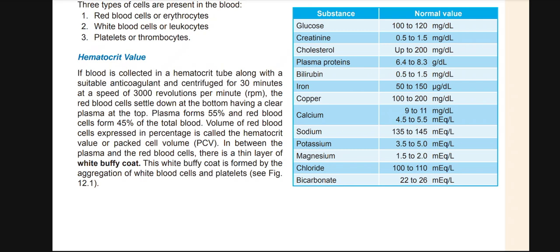The volume of RBC expressed in percentage is called the hematocrit value. So what is the hematocrit value? The volume of RBC expressed in percentage is called the hematocrit value or packed cell volume. So the first layer is plasma, 55%. Then the white buffy coat layer. In this layer there is the presence of WBC and platelets. Then number three, the erythrocytes, which are 45%.